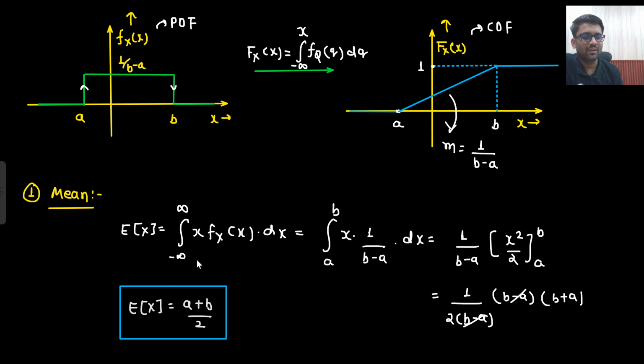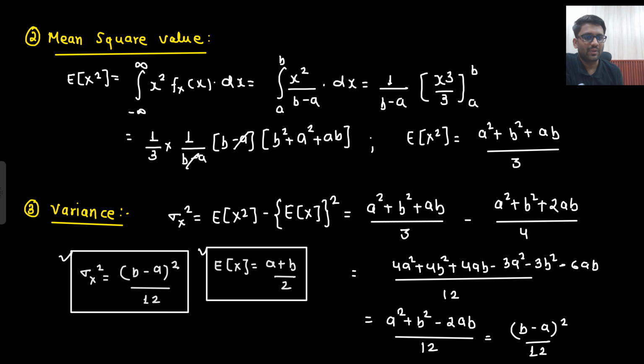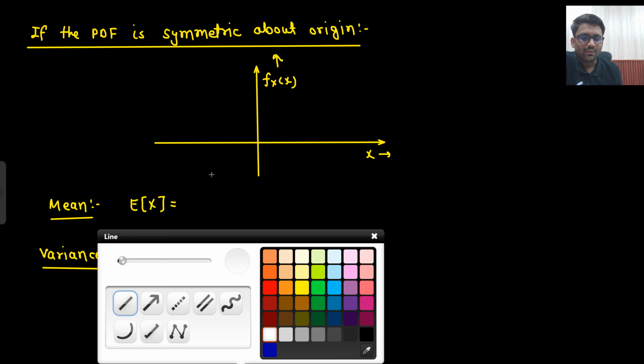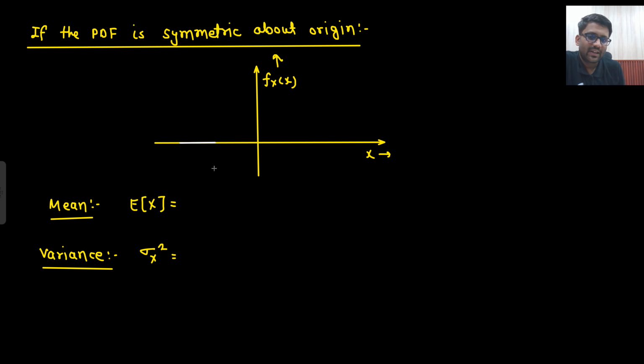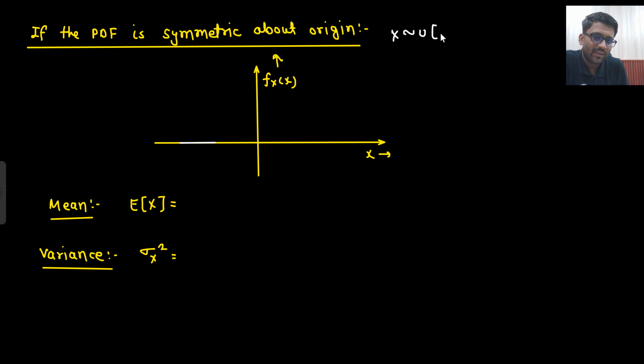Mean of random variable x is coming out to be (a plus b) by 2, and variance of random variable x is coming out to be (b minus a) whole square, that means width whole square divided by 12. Right? Now what if your PDF is symmetric about the origin? What is the meaning of that? Symmetric about origin means your random variable x should be uniformly distributed between minus alpha to plus alpha. That means it is symmetric about the origin.